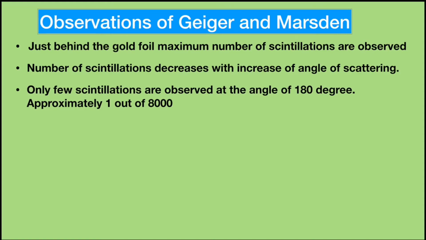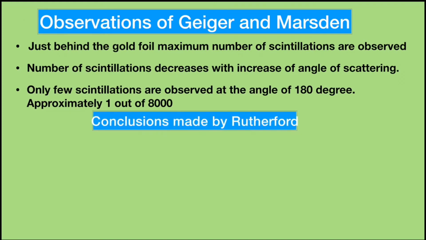So if angle of scattering is increased, it means we are revolving the screen with greater angle, then the number of scintillations are very few, and for 180 degree very less number of scintillations are observed. So on the basis of this observation, which were forwarded by Geiger and Marsden to the Rutherford, conclusions were made by Rutherford, and these conclusions are like this.